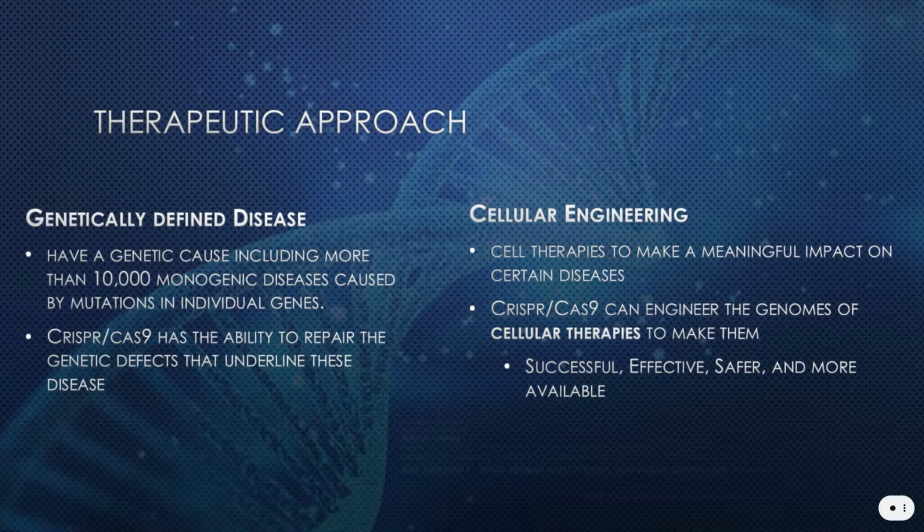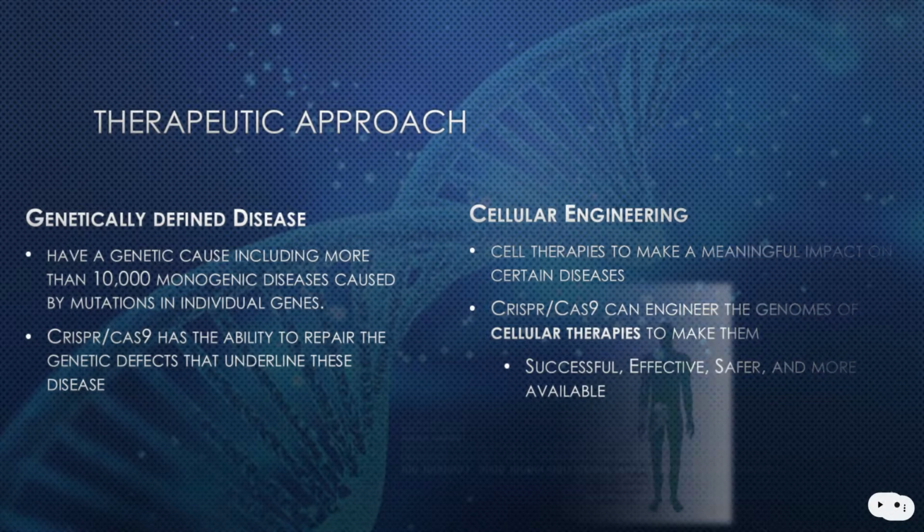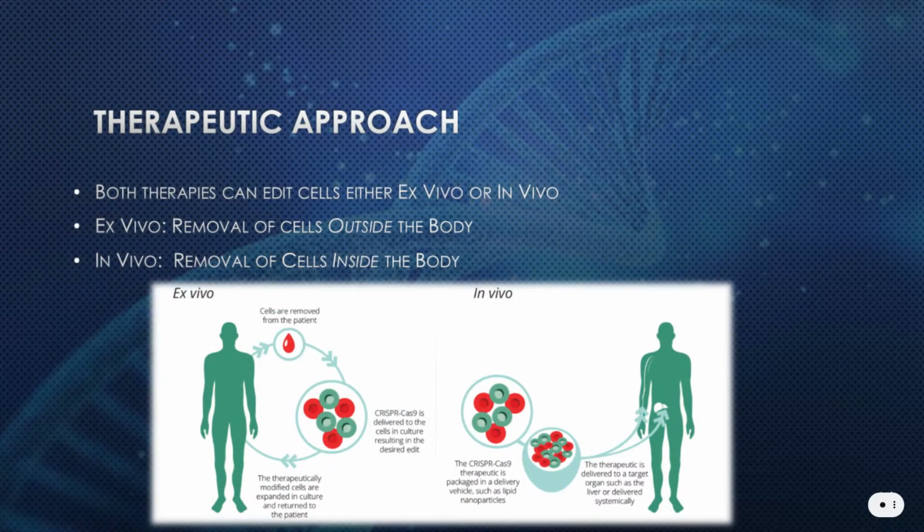So to better understand the CRISPR process, as mentioned on the previous slide, there are two ways that these therapies edit cells. The first is ex vivo, which removes cells from the body, and then CRISPR-Cas9 is delivered to the cells in a culture to produce the desired edit, and then the edited cells are returned back to the patient.